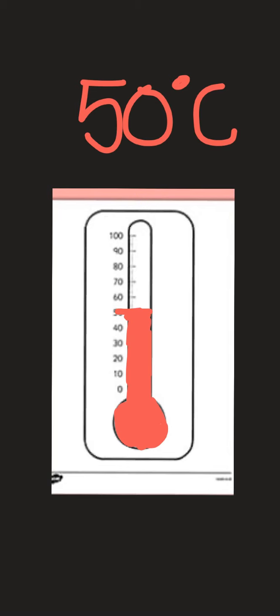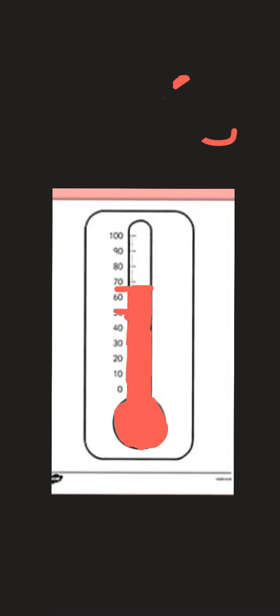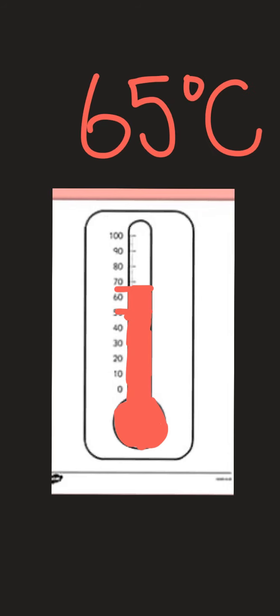But if the line was slightly in the middle, let's say here, then we'd have to estimate a number between 60 and 70, and it's about halfway. So therefore, we would say a number which is halfway between 60 and 70, 65 degrees Celsius. It's a little bit like a number line. We've done lots of work on number lines in class. So you have to work out what the scale is going up in before you start to read the temperature.